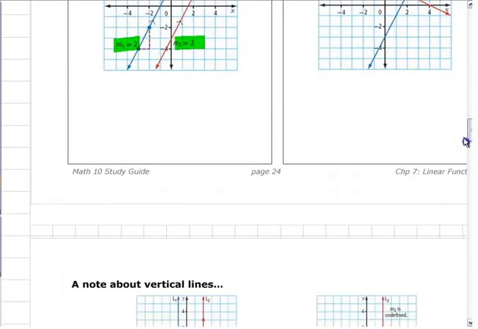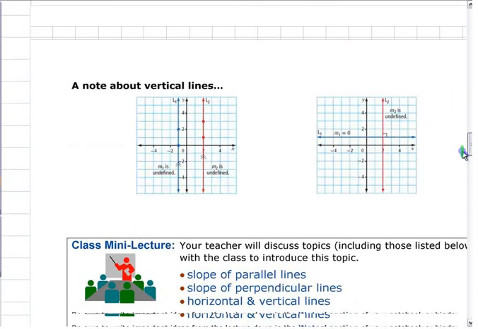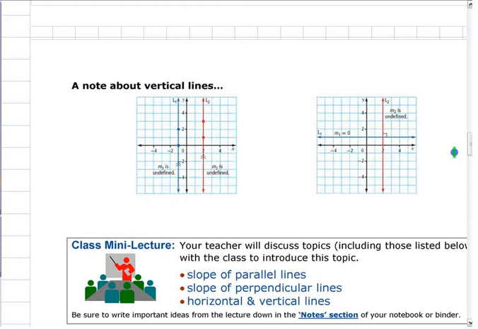There are some special cases where you're talking about vertical lines. If you have two vertical lines, slopes are undefined, if you remember. There's no run, you're dividing by 0. Two lines that are parallel and vertical both have undefined slopes. Two lines that are horizontal both have 0 slopes.